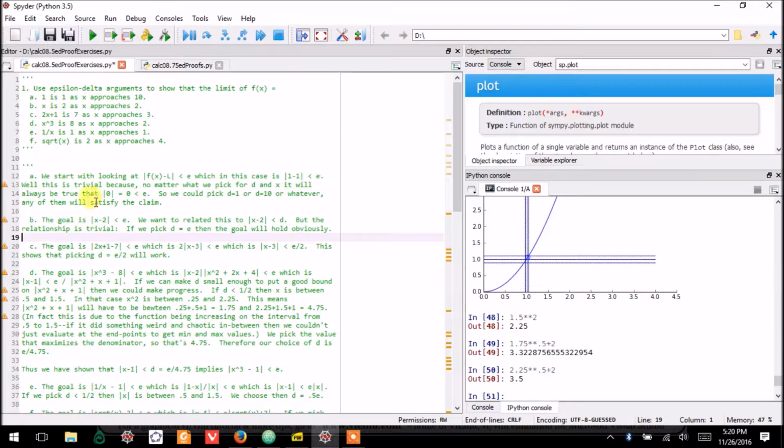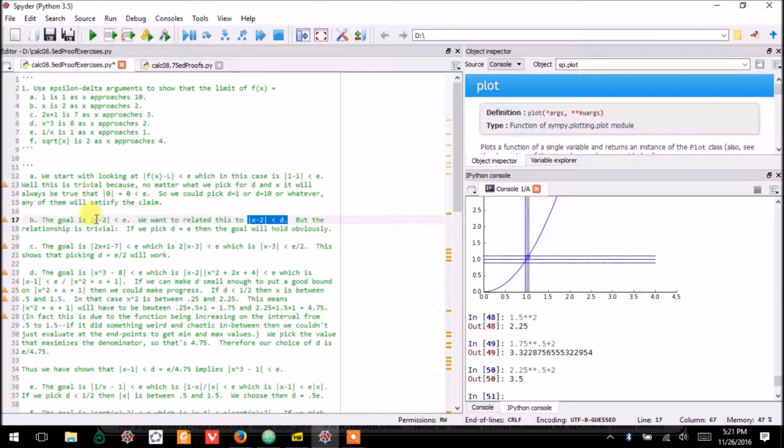Now, let's scrutinize part B. In part B, the goal is to look at f(x), which is equal to x, L is equal to 2, and find out how we can state this in terms of the quantity related to D. But in this problem it is just the same thing, |x - 2|. So we just pick D equal to E, and the relationship holds.